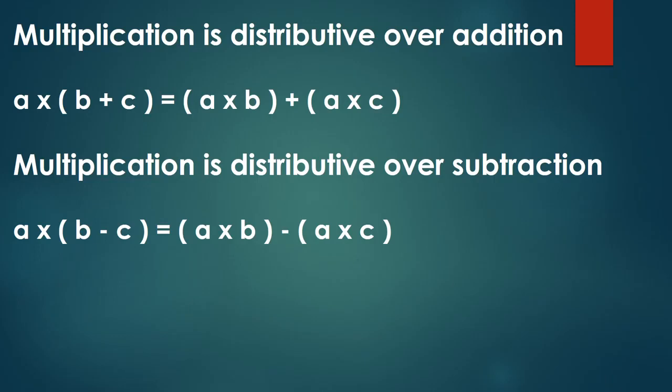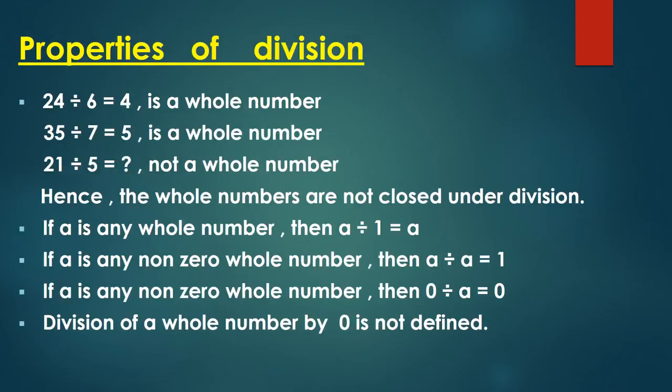And in multiplication is distributive over subtraction, now a is multiplied by b and c both. So once we multiply a by b, then we multiply a by c, and then we find their difference. Now today we will learn properties of division.